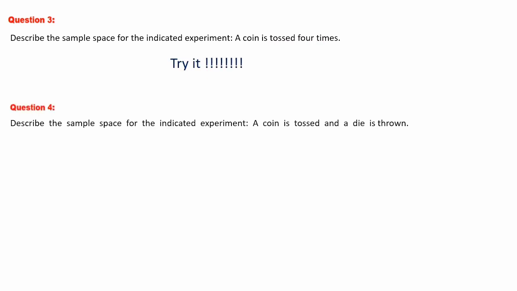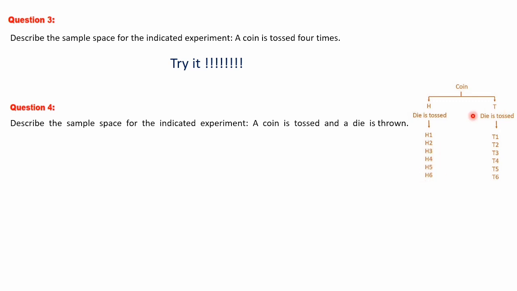Question number 4. Describe the sample space for the indicated experiment. A coin is tossed and a die is thrown. First one, a coin is tossed, and one more experiment is given, a die is thrown. So when a coin is tossed, you will have 2 outcomes. One is head and another one is tail. Once the head has come up, you go with rolling a die. When you roll a die, the possible outcomes are 1, 2, 3, 4, 5, 6. Since you have already got head, so H1, H2, H3, H4, H5 and H6.